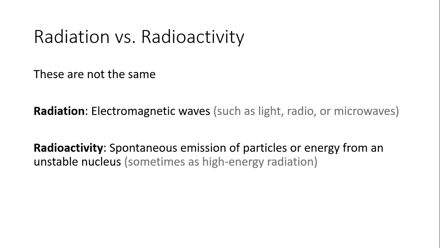Radioactivity, on the other hand, is the spontaneous emission of particles or energy from an unstable nucleus. And only sometimes is this radioactivity the emission of high energy radiation. As we saw, there were alpha particles, beta particles, and gamma rays. Only gamma rays are high energy radiation. We're not talking about emitting a radio wave or something like that.